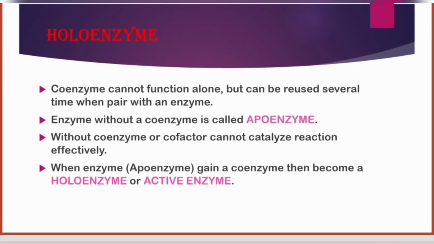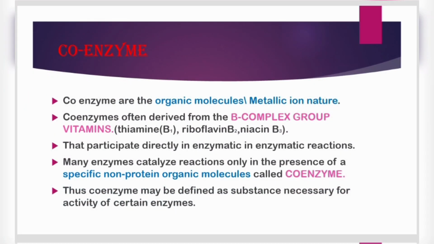Coenzyme cannot function alone but can be reused several times when paired with an enzyme. Enzyme without a coenzyme is called apoenzyme. Without a coenzyme or cofactor, it cannot catalyze a reaction efficiently. When an enzyme gains a coenzyme, it becomes a holoenzyme or active enzyme. Now we are going to see about coenzyme.